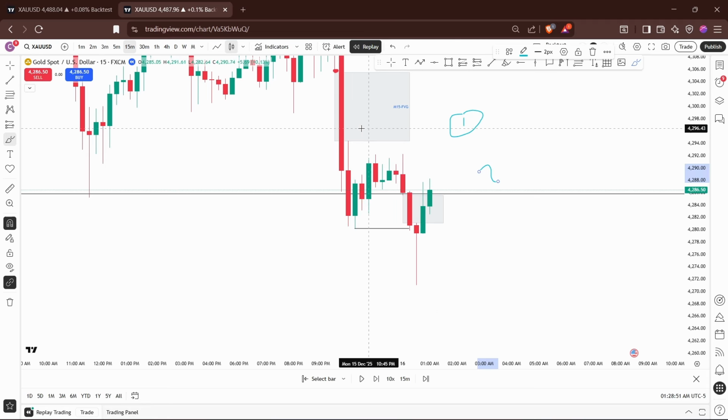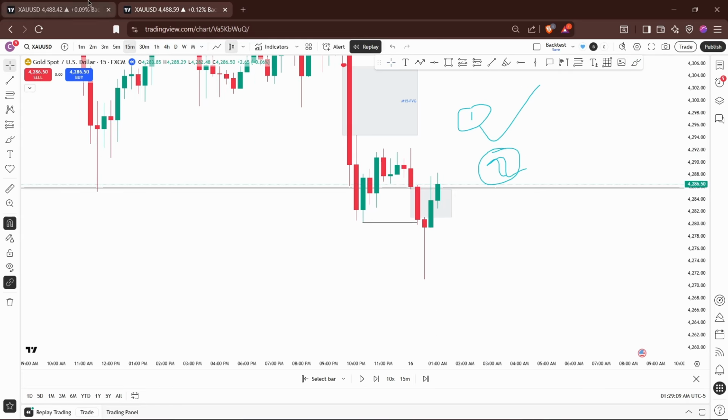So entry confirmation 2 is not here, but here you can see it closed above the PDL also. It closed below the PDL and above the PDL. So entry confirmation 1 is available here, and the 2nd is also available here, which is called the inverse FVG.